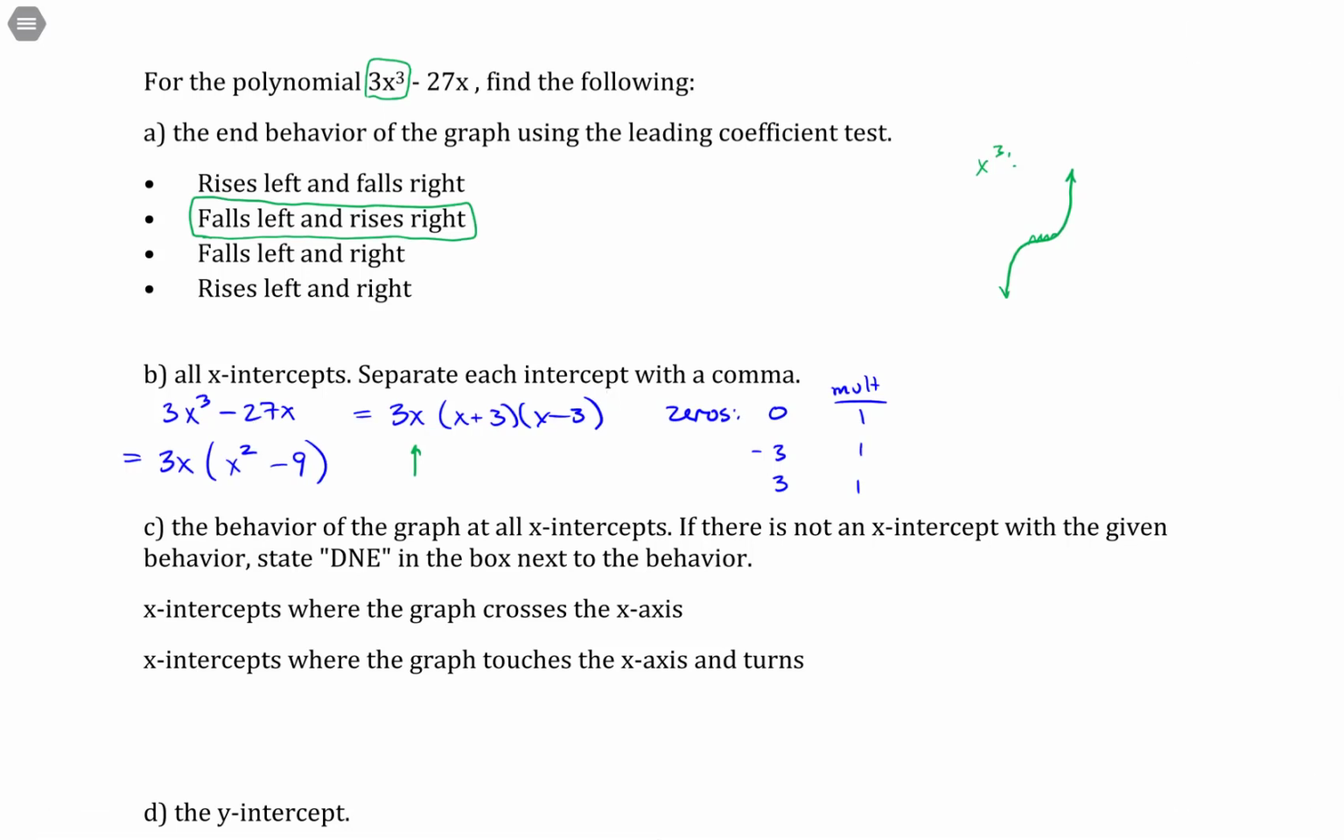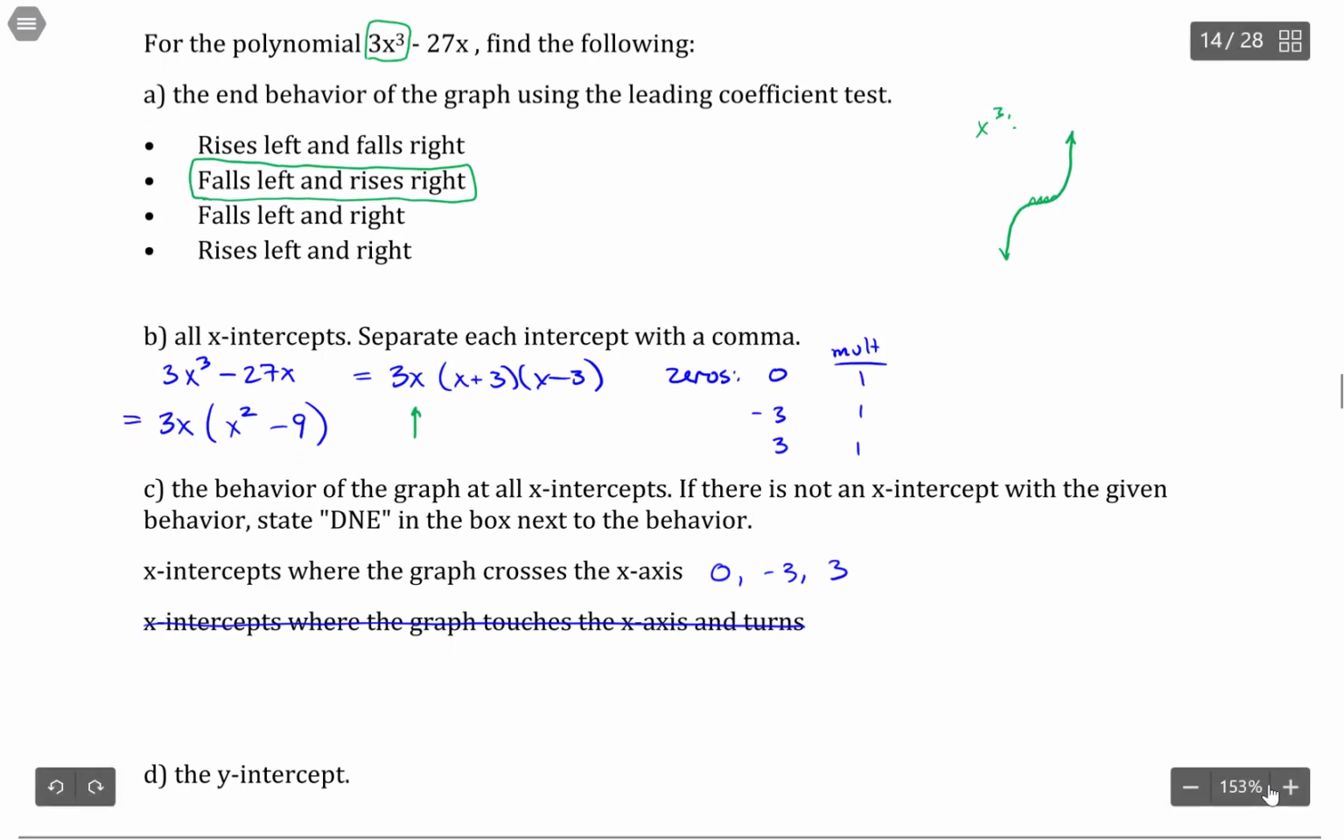Now, the behavior of the graph at the x-intercepts. Well, what happens is, if we have a degree 1 zero, which is multiplicity 1, then the graph passes through the axis at that particular point. If it's multiplicity 2, then it will touch the axis and bounce away. So that doesn't happen at any of these x-intercepts. So the only x-intercepts that we have are the x-intercepts at 0, negative 3, and 3, where the graph crosses the x-axis. The y-intercept.